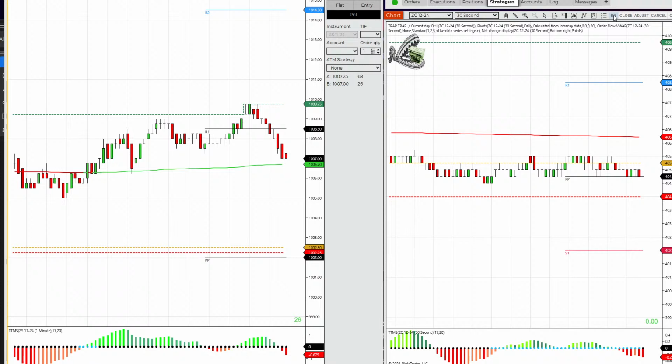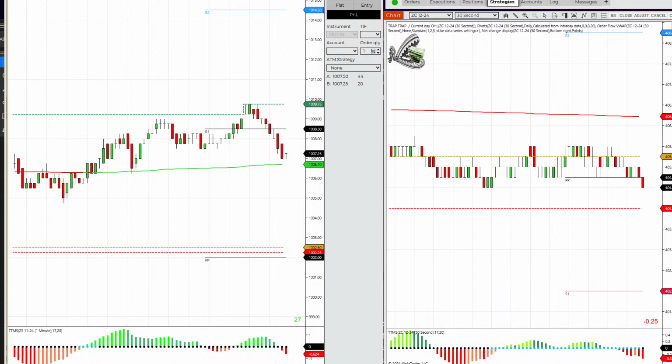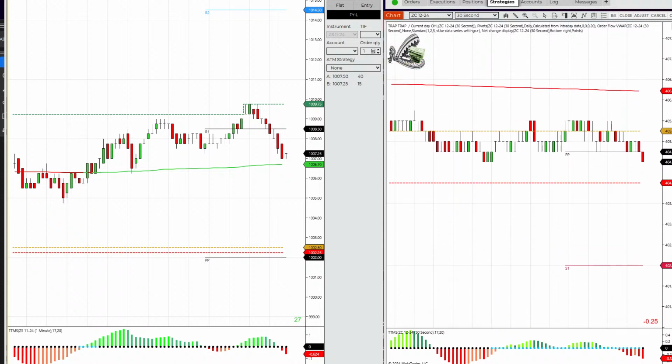I have a break even button. I have a close the trade button. Adjust, which we don't use. Cancel the outer tier, which can come into play. And a combine button. Just make sure you can see them all, if you're trading the trap trade.